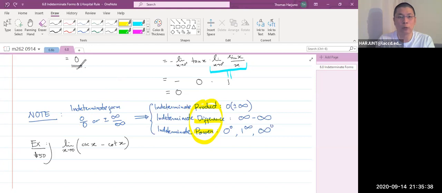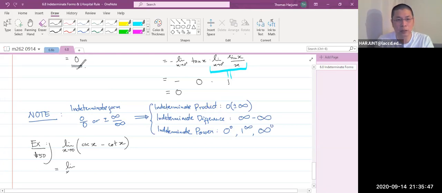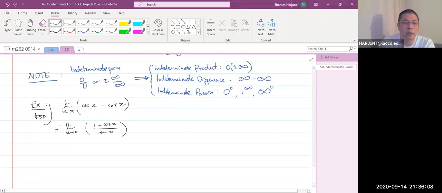Now, if we have this situation here, what do we do next? We need to write it as a quotient. Limit x approaching 0 of 1 over sine x minus cosine x over sine x, like this, right? Then you will get 0 over 0 case. You apply L'Hopital rule, you get limit x approaching 0 of sine x over cosine x, which is 0 over 1, that's 0.